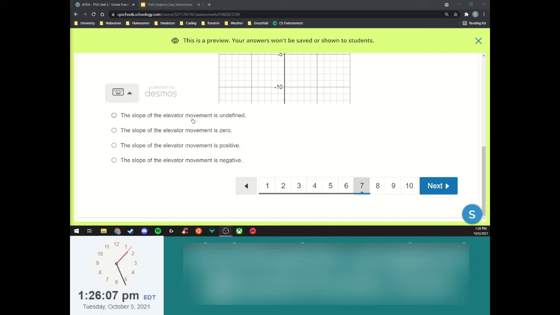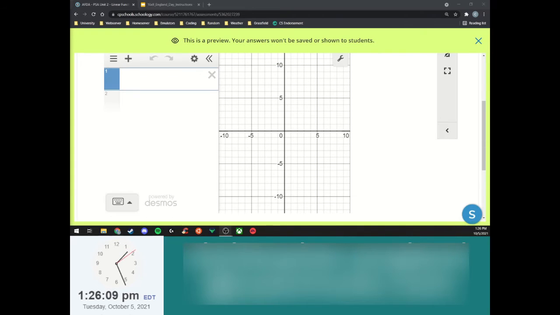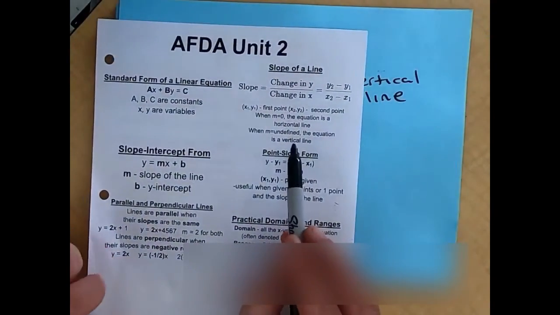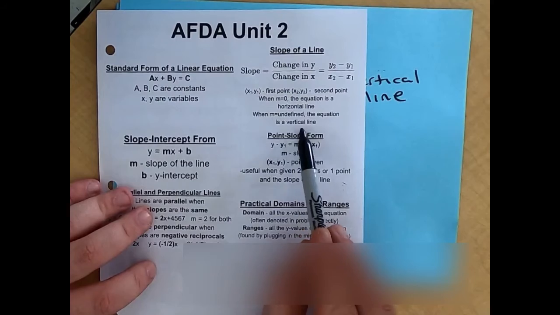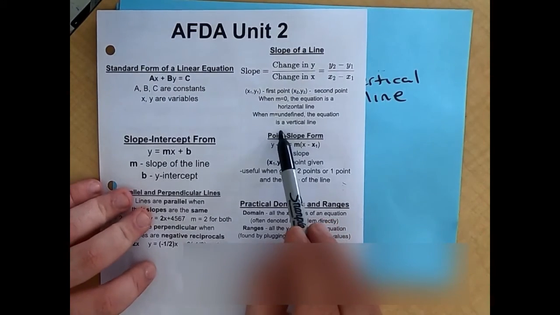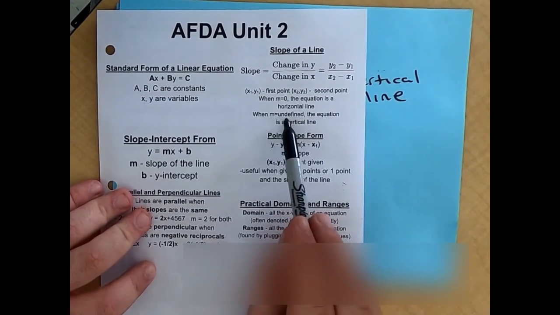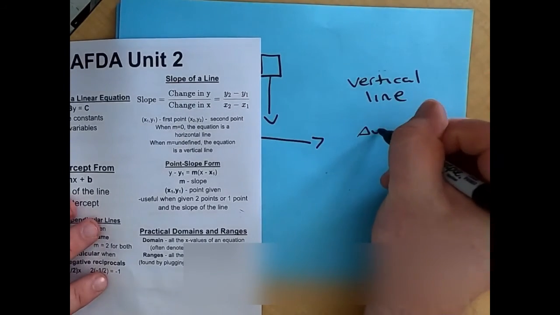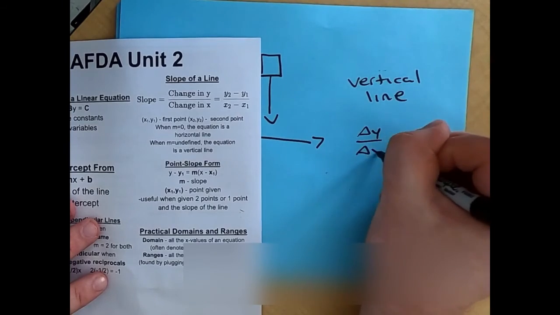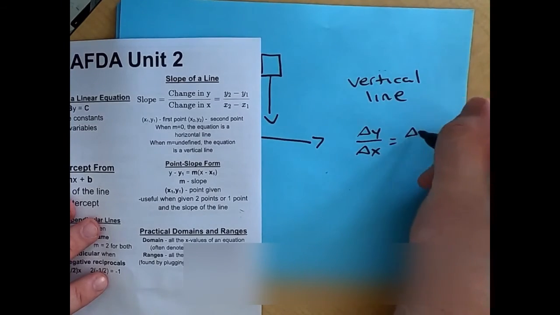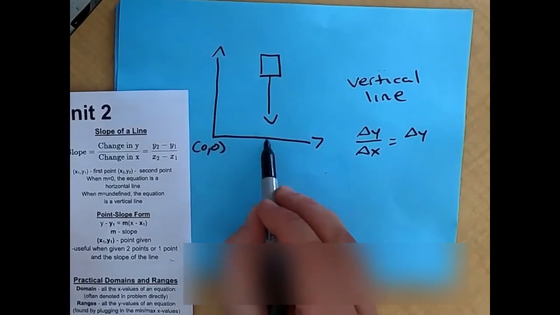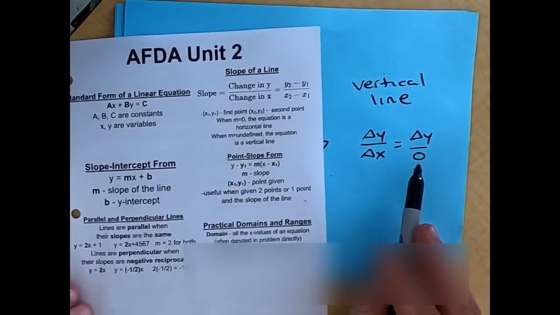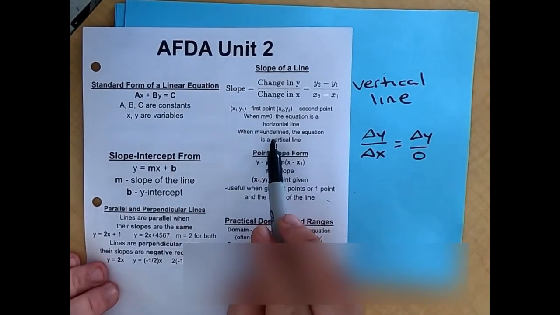We're asked to find the slope of the elevator. Well, what do we know about vertical lines? From our Unit 2 review sheet, for a vertical line, the slope is undefined, right? Because you get your change in y over your change in x. You have a change in y. We're not changing x. We're going straight up and down. So whenever you divide by 0, you get an undefined value.